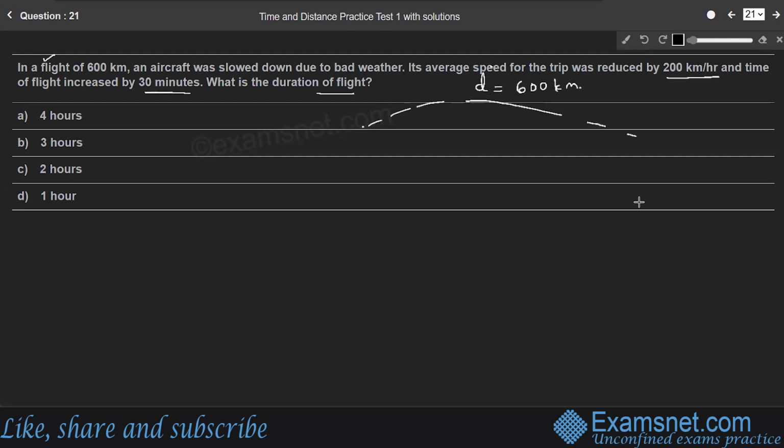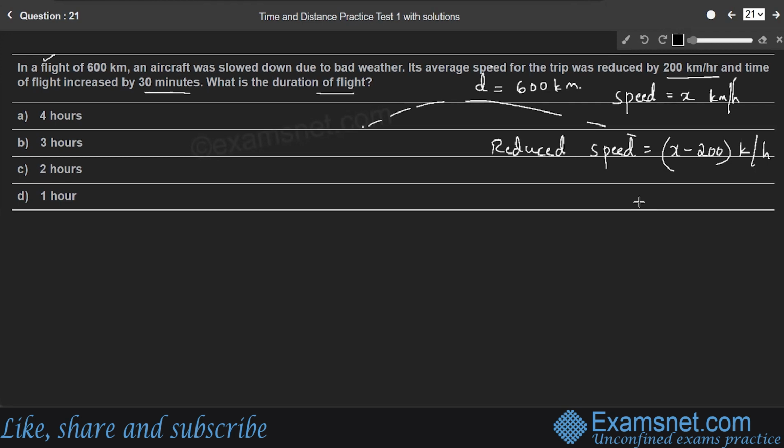So an aircraft was slowed down due to bad weather, so the average speed was reduced by 200 kilometers per hour. If you consider the ideal speed as x kilometers per hour, then in the reduced condition, the reduced speed becomes x minus 200 kilometers per hour.